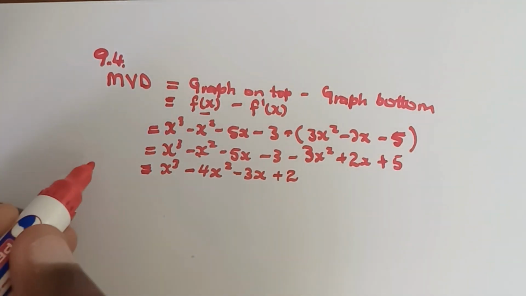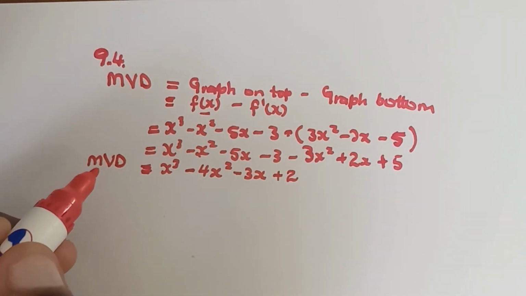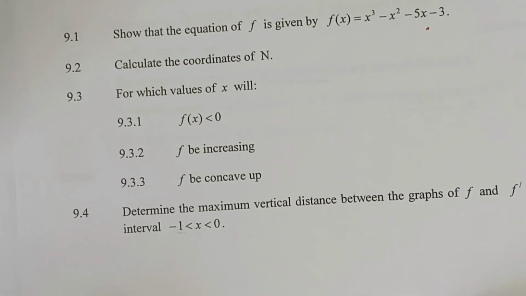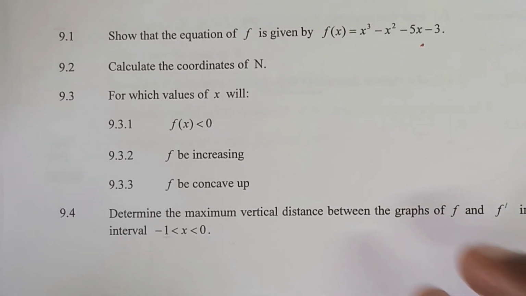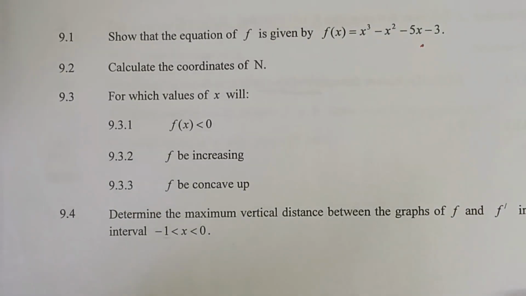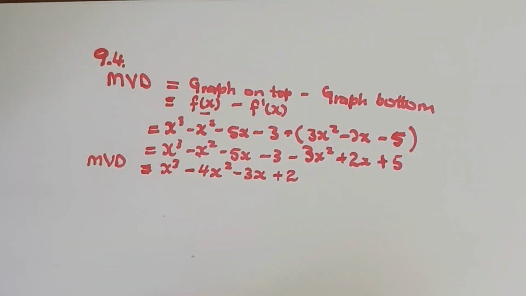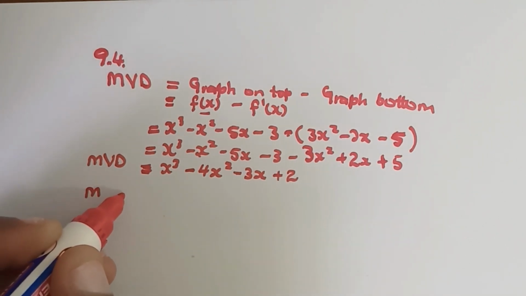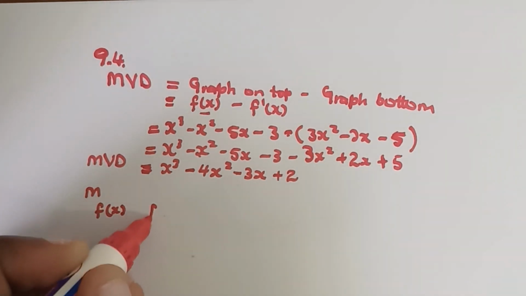So now we get our MVD, that is the maximum vertical distance. By the way, since they said we should determine the maximum vertical distance between these two graphs, mind you, when they say maximum or minimum, it means that you have to derive the equation that you got. You have to derive it.